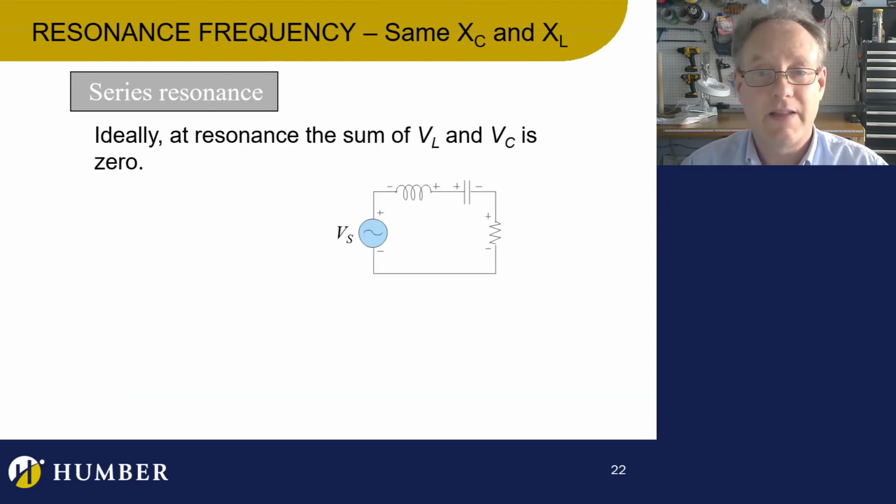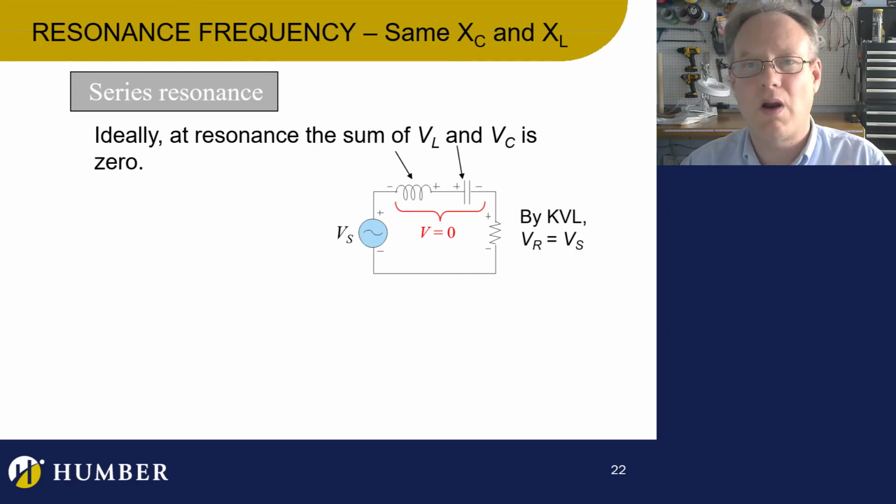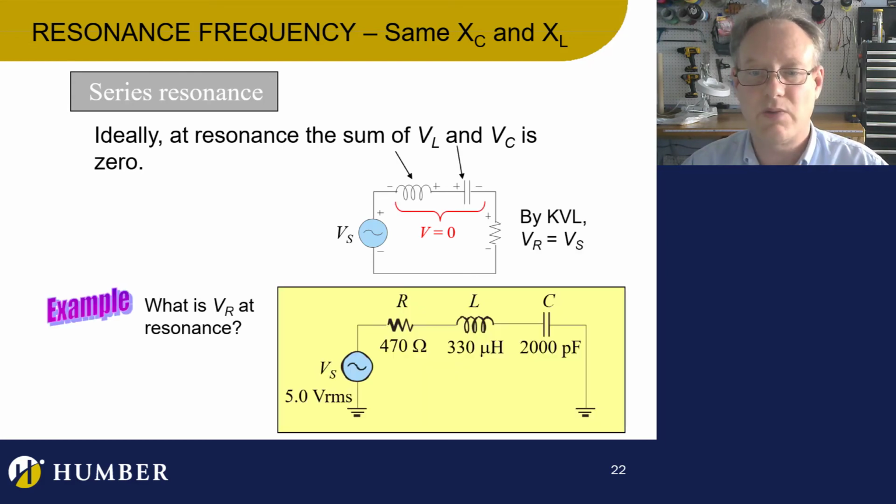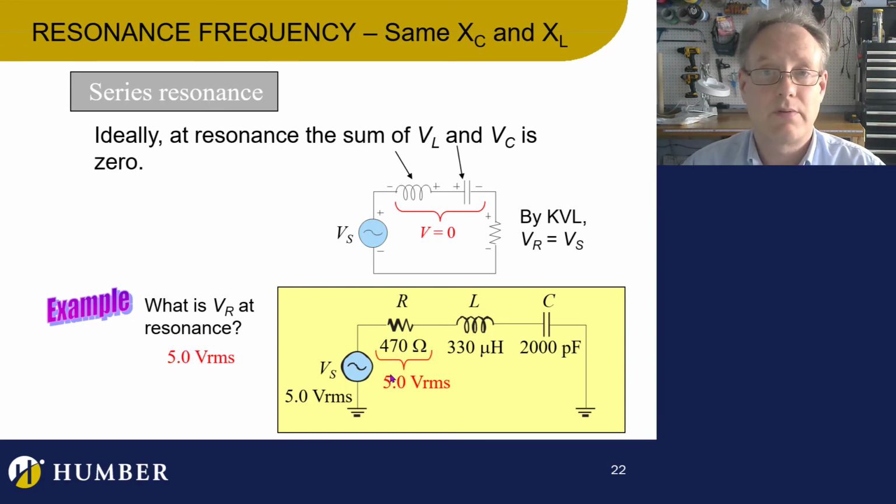Moving forward, let's take a look at resonance and do a little bit more Kirchhoff. The sum of the voltage drops across the inductor and capacitor is zero. Therefore, all of the voltage is across the resistor. So if I had a question, what is VR? What is the voltage drop at resonance? Well, it's just 5 volts.